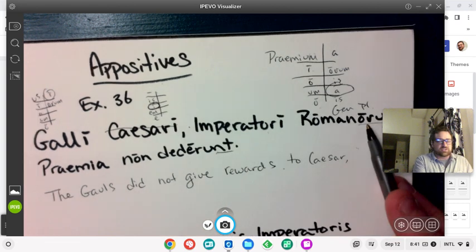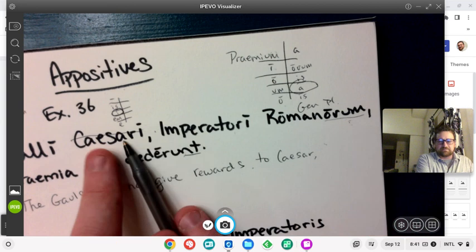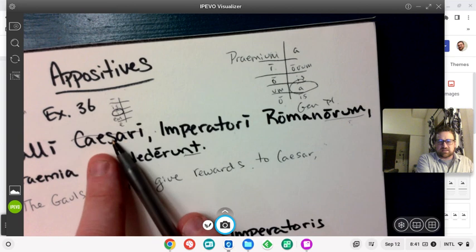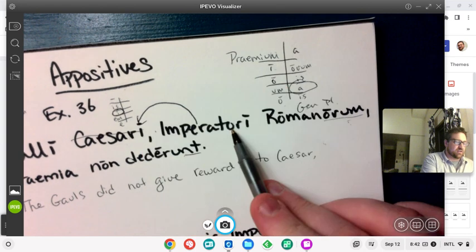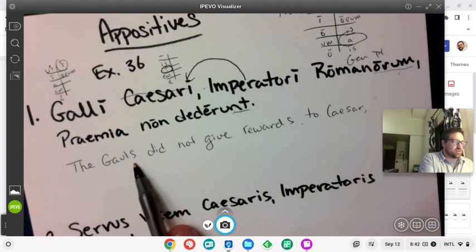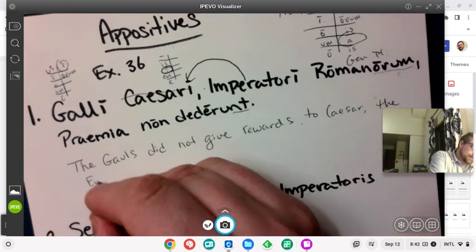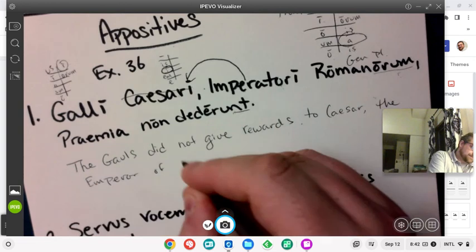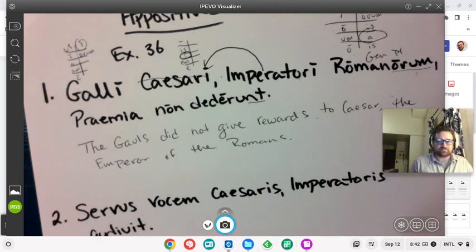So it's okay to have another word inside of that appositive phrase, inside of those commas, that's not the same case and number as the word that they're all matching to. Imperatori needs to be in apposition to Caesari. So our final answer is the Gauls did not give rewards to Caesar, the emperor of the Romans. Okay, good. There we go.